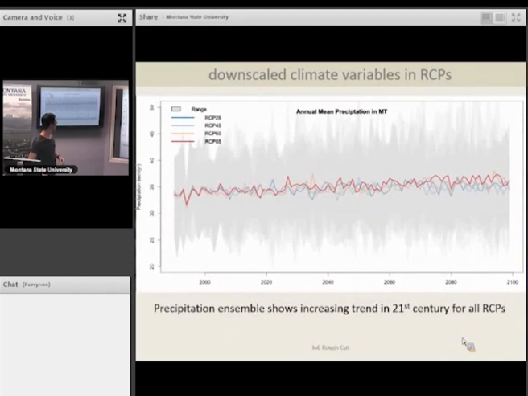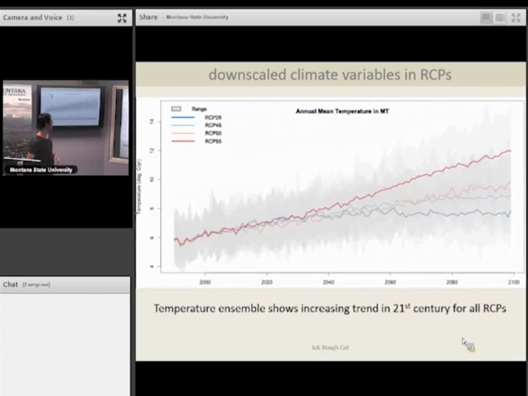And this is our bias-corrected precipitation for Montana. It shows that it has a slight increasing trend under the business as usual scenario, which means RCP 8.5, and shows the increasing trend. And the mean temperature has a more significant trend under RCP 8.5. The annual mean temperature doubled from the current days, from around 6 degrees to about 12 degrees. This is the ensemble mean.